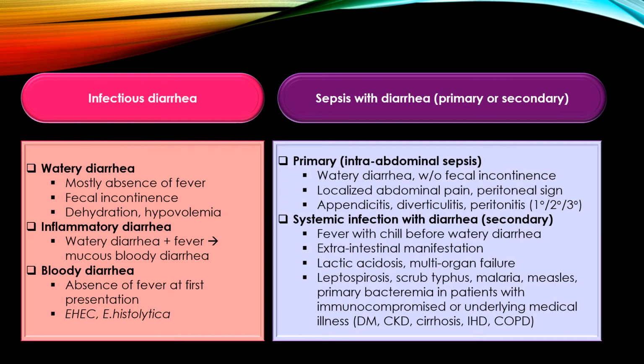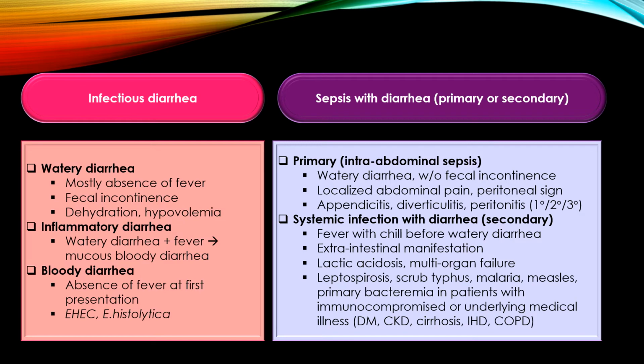And the other type is the patient who has sepsis, where diarrhea is some part of the sepsis. If the source of the sepsis is intra-abdominal, maybe we call it primary sepsis with diarrhea. This is watery diarrhea, but no fecal incontinence, just irritation from the sepsis. And the patient may have localized abdominal pain and peritoneal signs, for example, diverticulitis or peritonitis. But systemic infection with diarrhea means the patient has multi-organ involvement, and diarrhea is some part of the systemic infection.